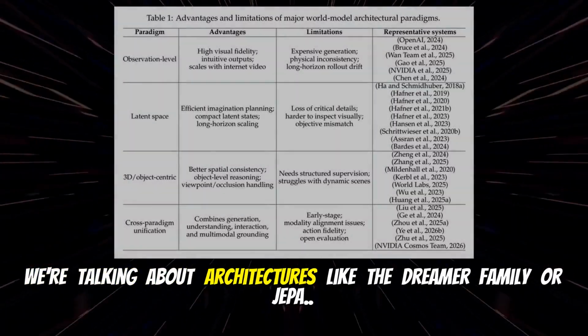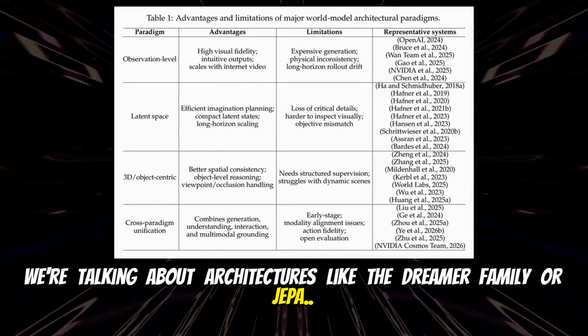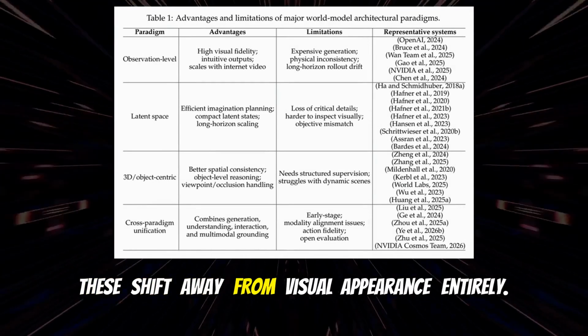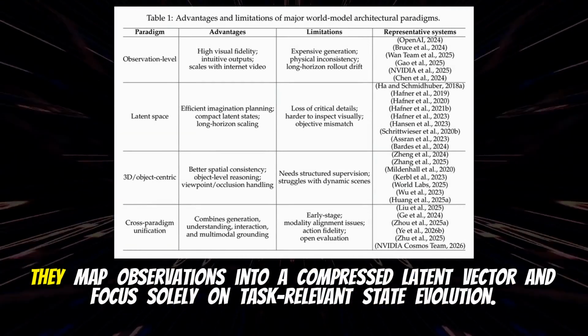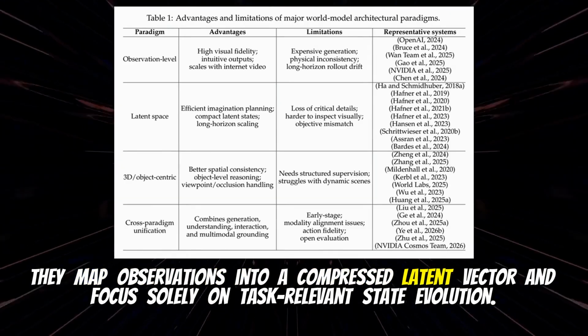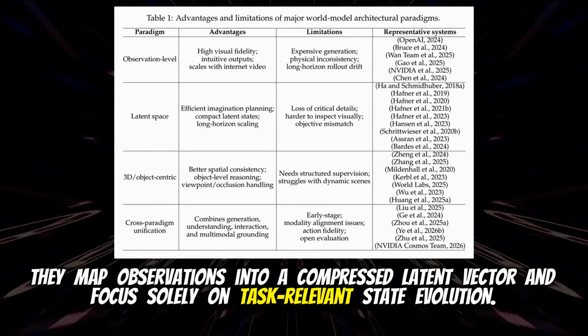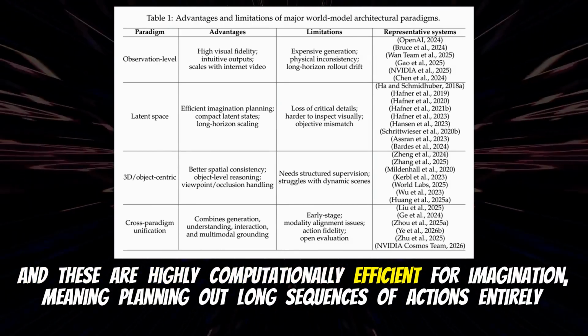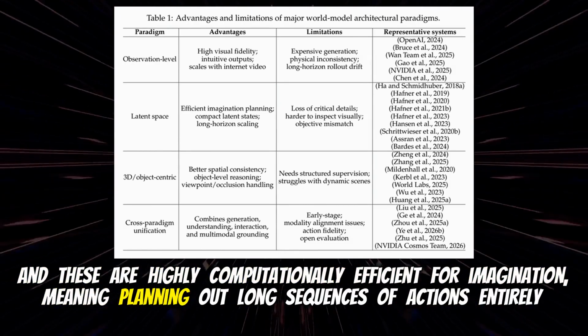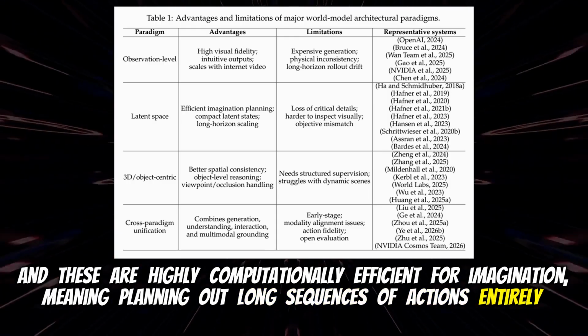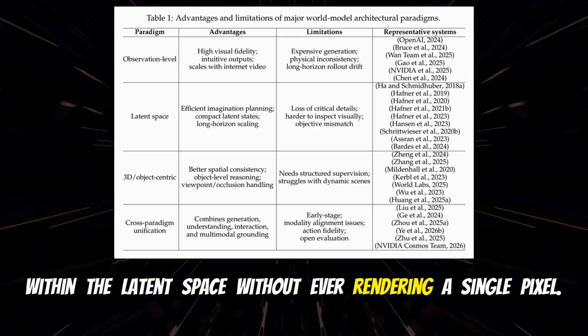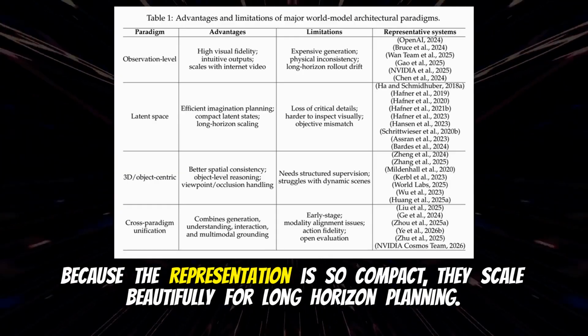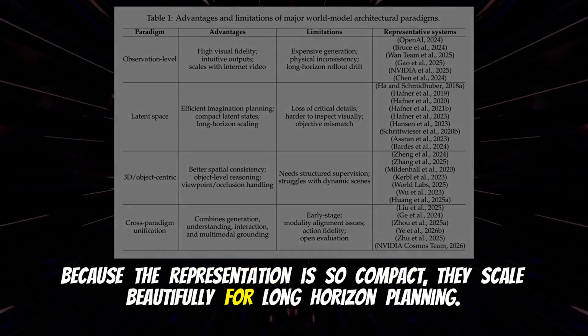We're talking about architectures like the Dreamer family or JEPA. These shift away from visual appearance entirely. They map observations into a compressed latent vector and focus solely on task-relevant state evolution. Right. And these are highly computationally efficient for imagination, meaning planning out long sequences of actions entirely within the latent space without ever rendering a single pixel. Because the representation is so compact, they scale beautifully for long horizon planning.